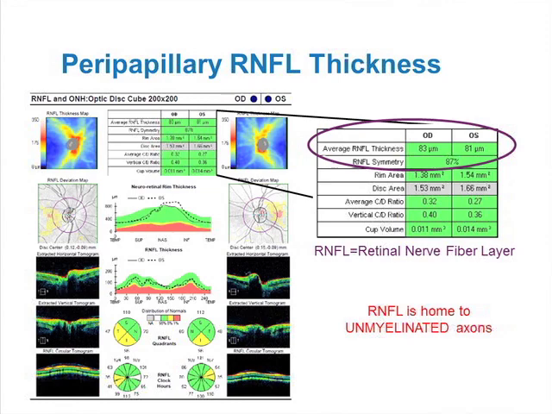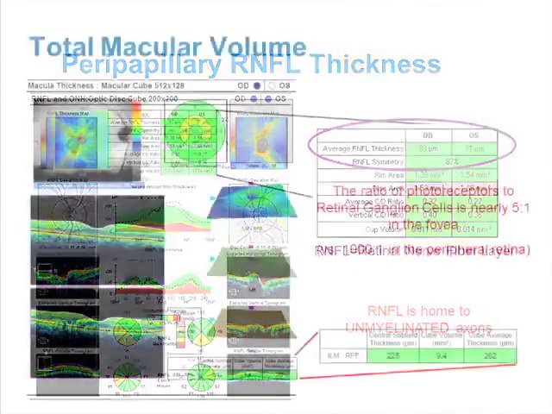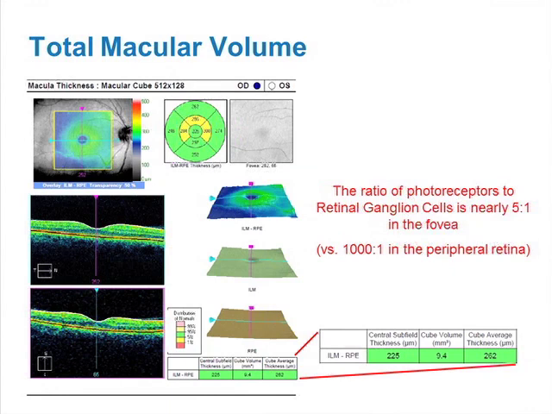And so we can very sensitively measure what these unmyelinated axons' thickness is over time in MS. The second area of the retina that we can look at is the macula, as I mentioned. We can measure total macular volume, and in this patient, shown in the next figure, in the right eye, looking at the macular volume, it's normal, measured as the cube volume here, 9.4 cubic millimeters.